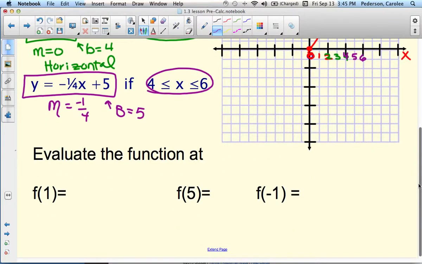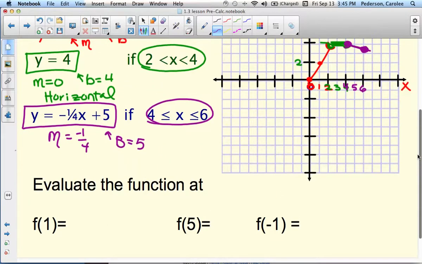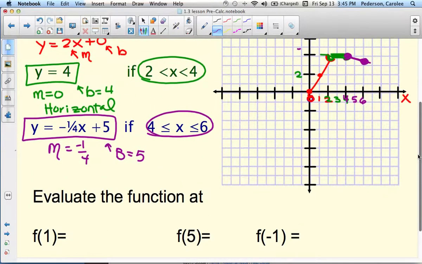If it asks us to evaluate it at f of 1, f of 5, and f of negative 1, we have to look at, I'm going to color these in blue, f of negative 1, 5, and 1. So we're going to go on the x-axis. This is the x, the x, the x. What would the y be? So we're going to start with f of 1. So here's 1. We're going to read up. What's that number on the y? Well, it is 2.